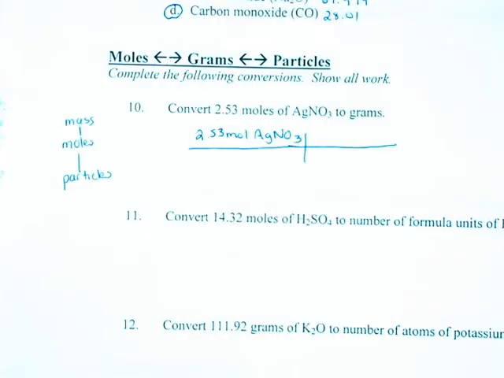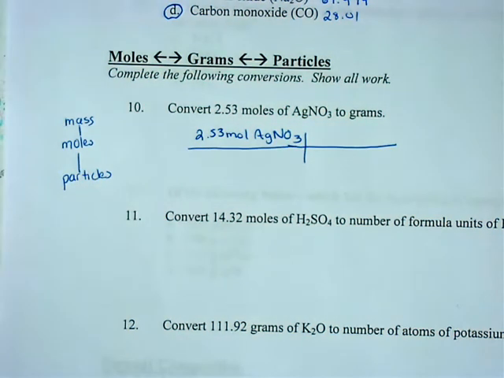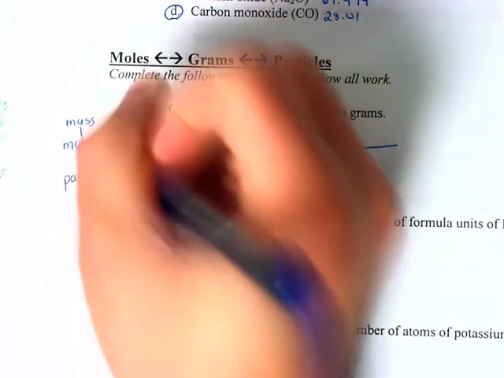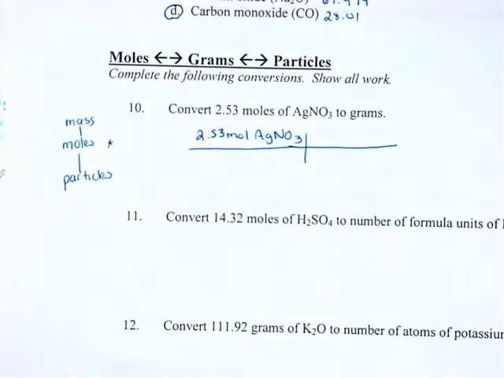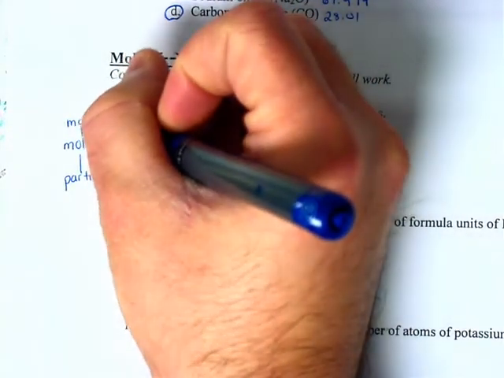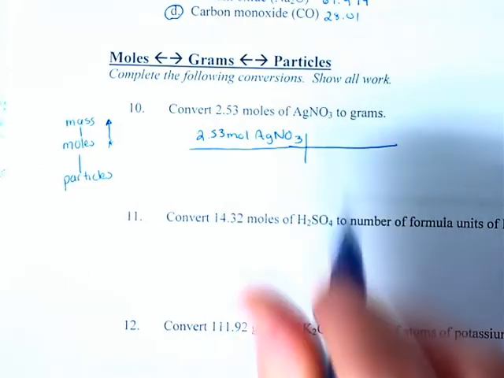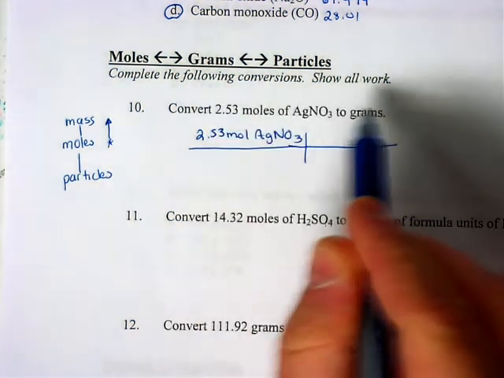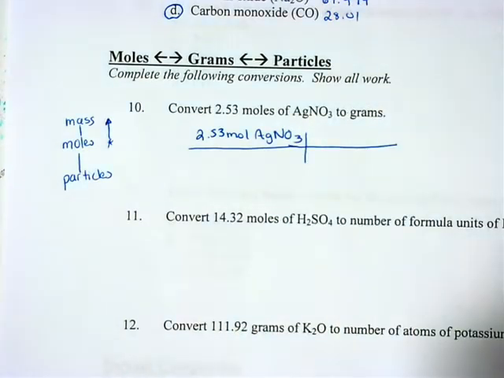And where are we starting at? Moles. Starting there. And where are we going? Up or down? Because we're going to grams, right? That's going to be one step. We were talking about AgNO3, and it didn't seem like we were talking about a specific element. We were talking about the entire compound.